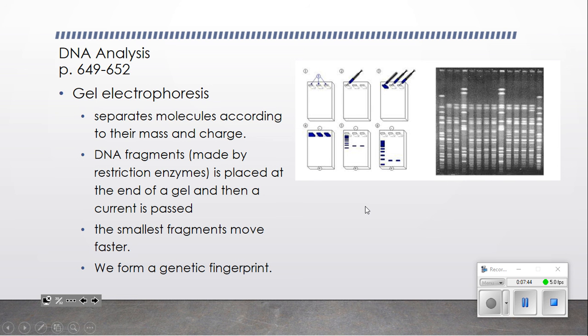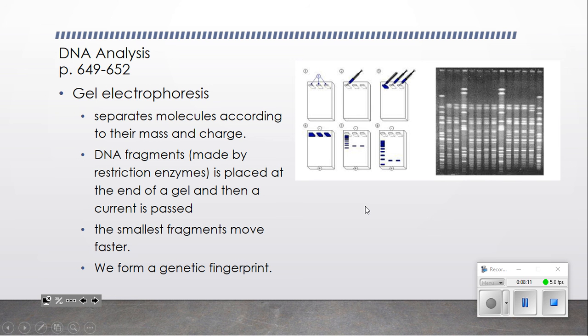Now, where did I get these samples? Well, I'm trying to separate molecules according to their mass and charge. That's what gel electrophoresis does. And so what we do is we would take a sample of DNA and try to turn it into fragments. We would make these fragments with the same restriction enzymes I talked about on the last slide. They snip at particular sequences.